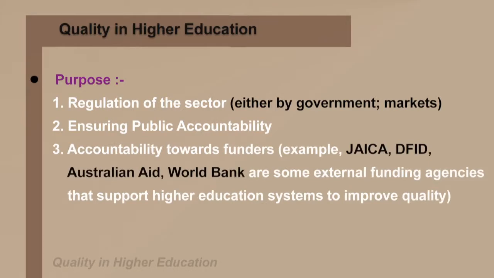Also, accountability towards funders. We find that there are various examples of countries which are small countries, which are emerging economies, where the government may not have enough funds, and various funders, various agencies come together to fund the higher education system there. Again, accountability towards those funding agencies becomes important, whether the institutions have been able to achieve what the funding agencies wanted them to achieve, and therefore whether the quality has improved or not.